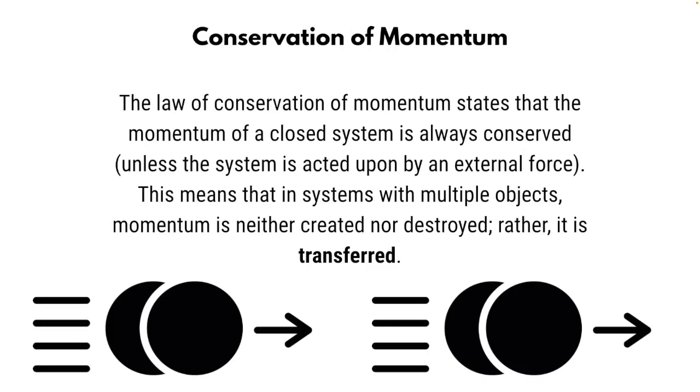All right, so what is the conservation of momentum? The conservation of momentum basically states that the momentum of a closed system is always conserved unless the system is acted upon by an external force. What this means is that in systems with multiple objects, or even two objects, momentum is neither going to be created nor destroyed. It's going to be transferred.